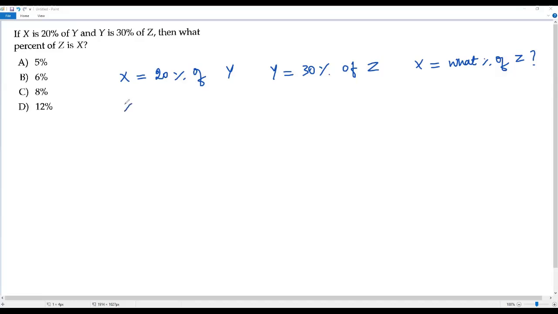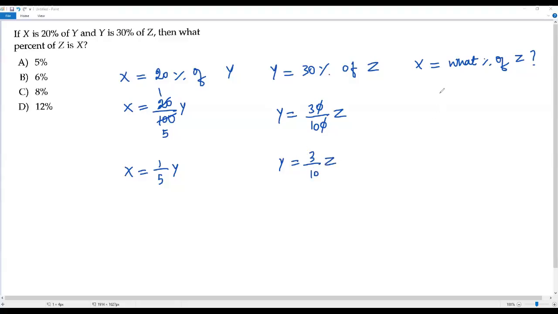Okay, so x is equal to 20%, which can be written as 20 over 100 times y, and 20 goes into 20 one time, 20 goes into 100 five times. I get x equals 1 over 5 times y. And here let's come to the second piece of information. y equals 30% can be written as 30 over 100 times z. So the 0s will cancel out. I get 3 over 10 times z.